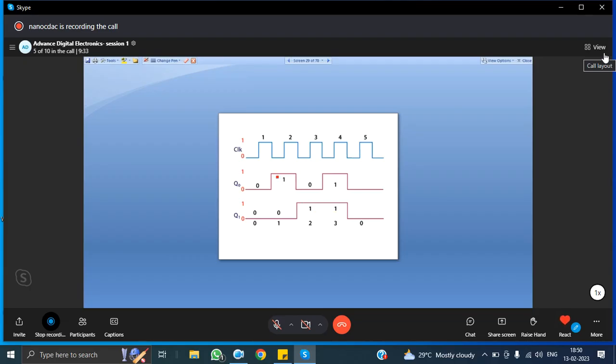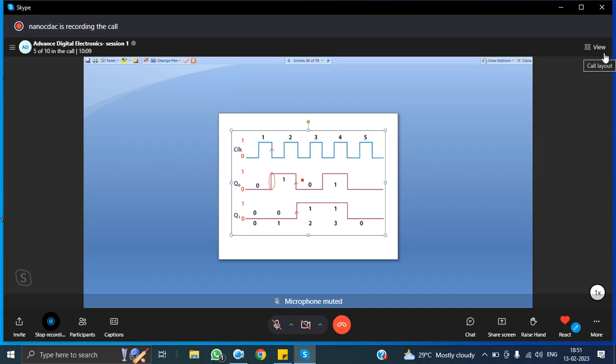The only thing I wanted to tell you is, Q0 is triggering at the negative edge of the clock. Q1 is triggering at the negative edge of Q0. Next.